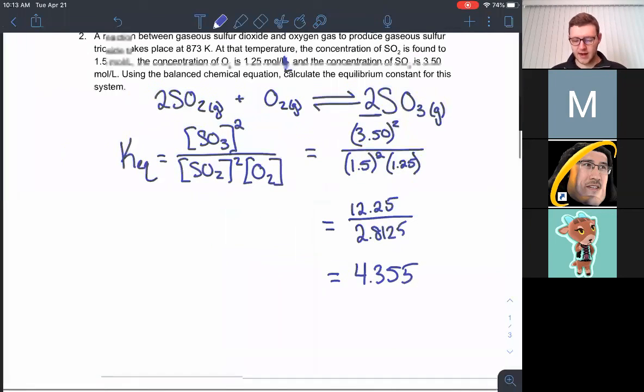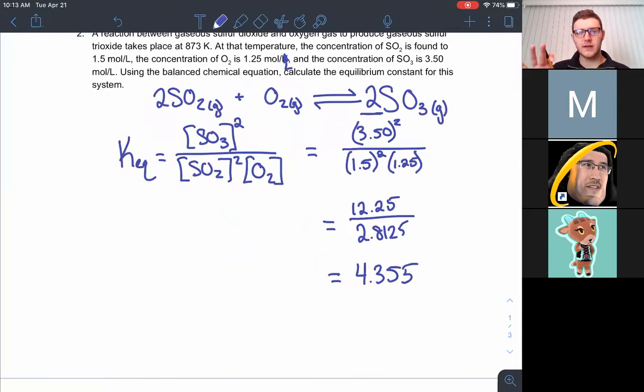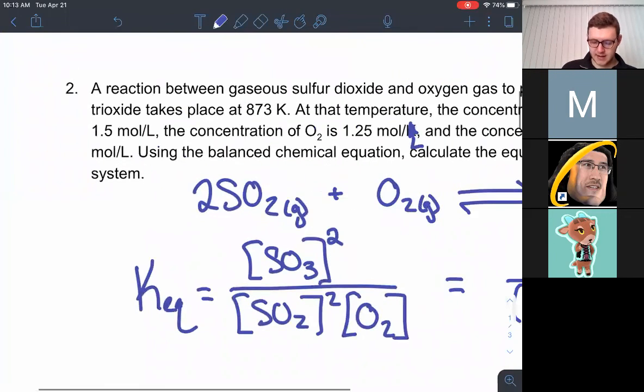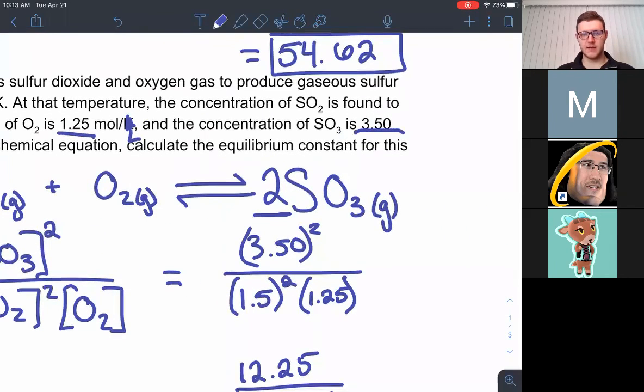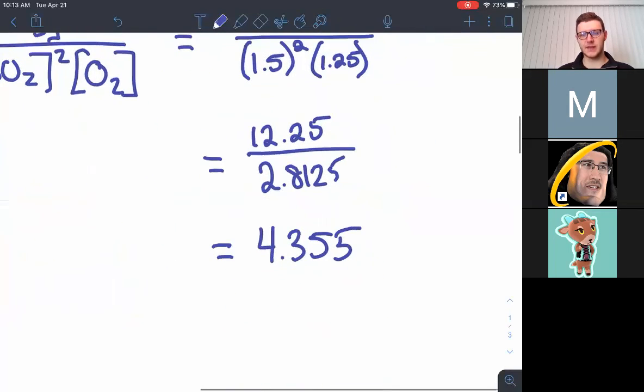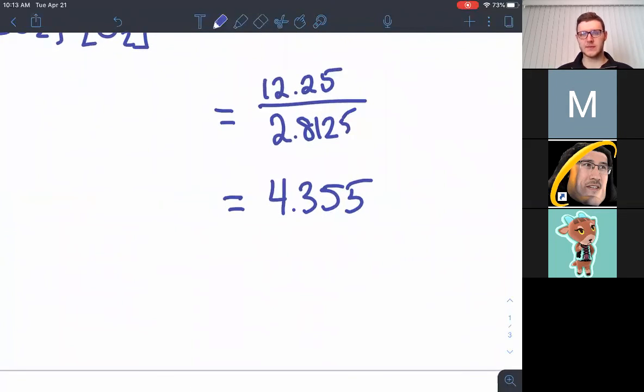And then if we look at our problem, how many sig figs do we need? How many sig figs do we have for our sulfur dioxide? 2. How many do we have for our oxygen? 3. And how many do we have for our sulfur trioxide? 3. Awesome. So how many sig figs do we need for this problem?